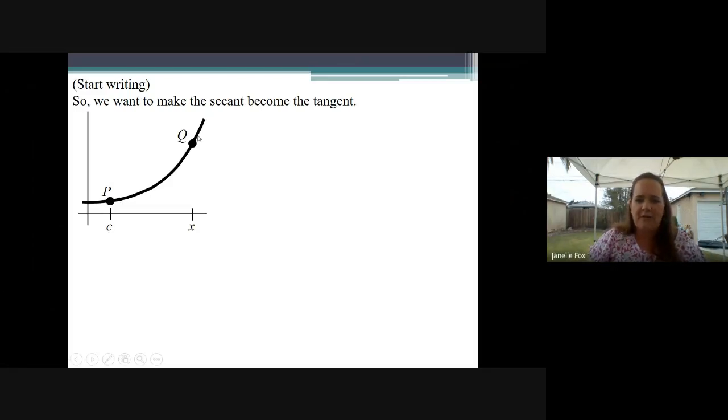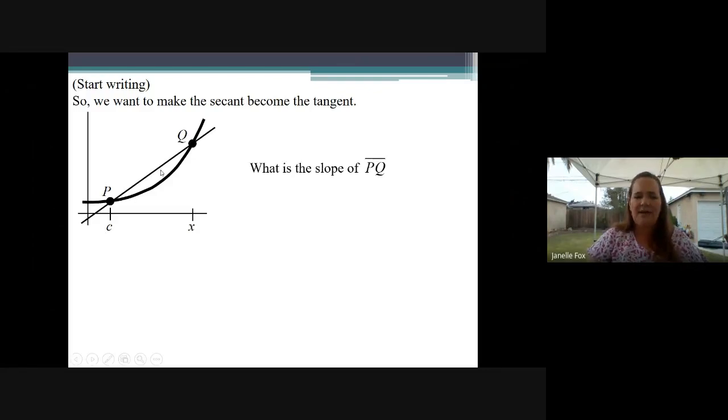This is point P and point Q. Point P is at x equals c. Point Q is just at a random other x. c is going to be sometimes a particular number, and that's what we're going to practice today, making c be a particular number, and then sometimes c is just c. Okay, we are going to illustrate a tangent line. So we have this tangent line right here.